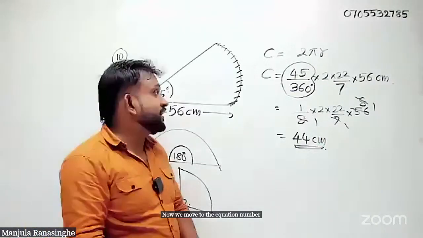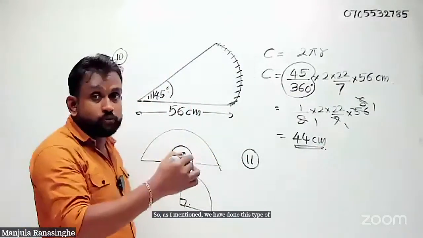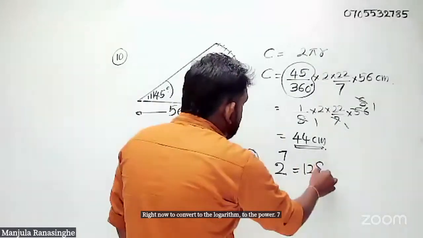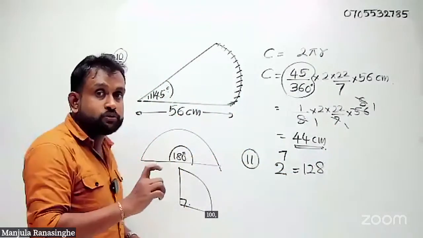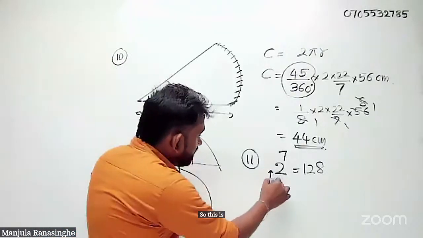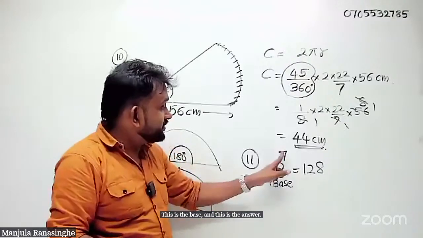As I mentioned, we have done this type of question more. Now, convert to the logarithm format: 2 to the power 7 equal 128. So how to convert to the logarithm format? This is the base and this is the answer. This is the index.